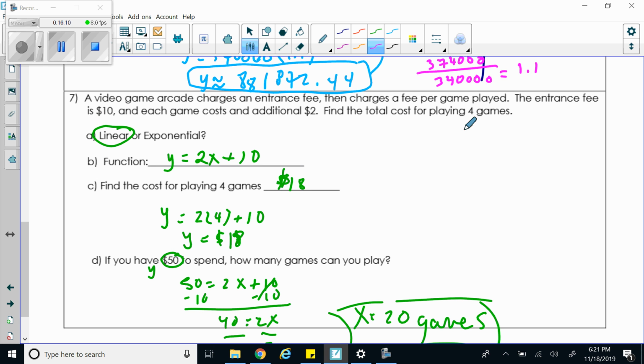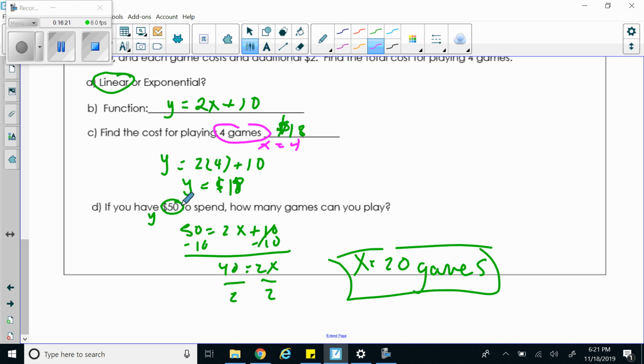And then the last one is the video game place. Charges you $10, and then each additional game costs 2. So 2x plus 10. Cost for 4 games, so x is 4. And then you simplify it to $18. And then if you have $50 total, so set it equal to 50, solve, and you're going to get 20 games you can play.